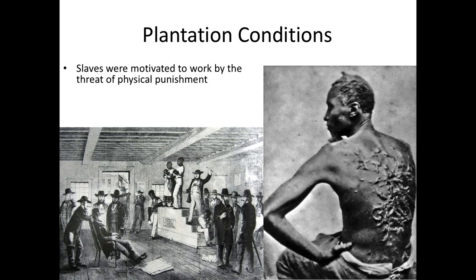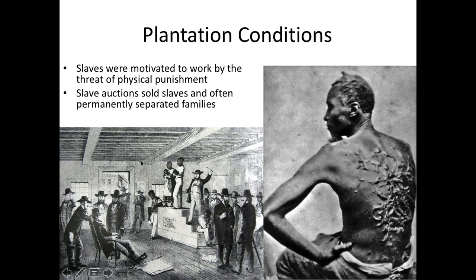However, the most effective kind of punishment, the most effective way to keep slaves in line, would be to use the threat of the auction block. And that's what you see on the left-hand side. Slaves would be auctioned off as property. If you look at this picture carefully, you can see that there is a family, a man, a woman, and a child that are all being auctioned. And this is very tragic.